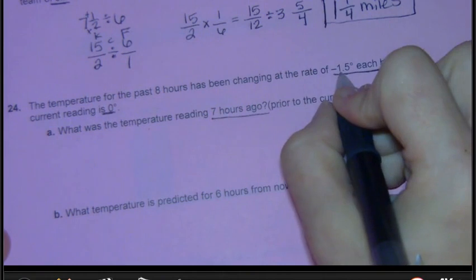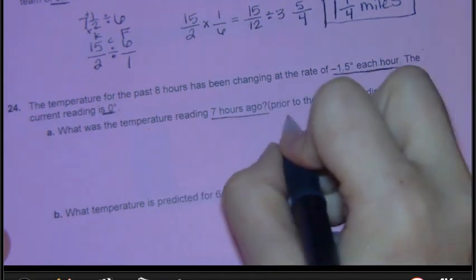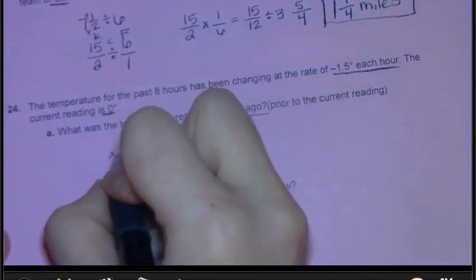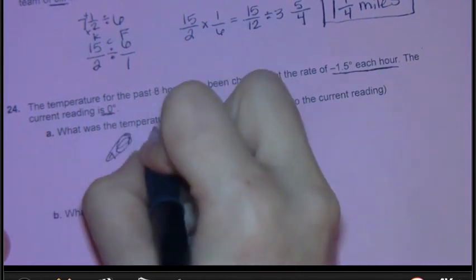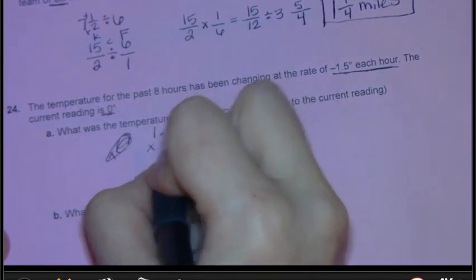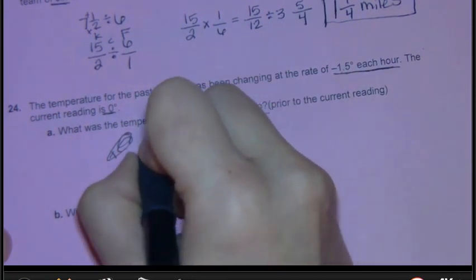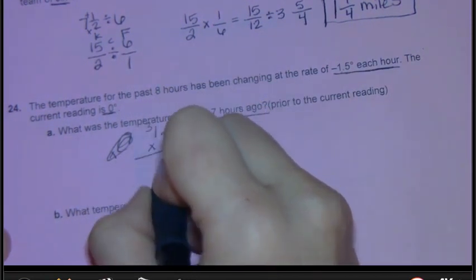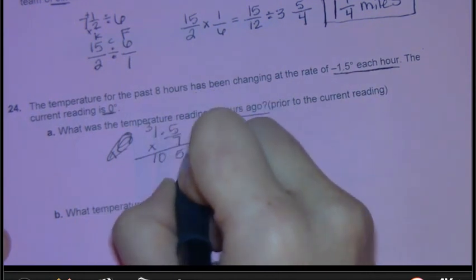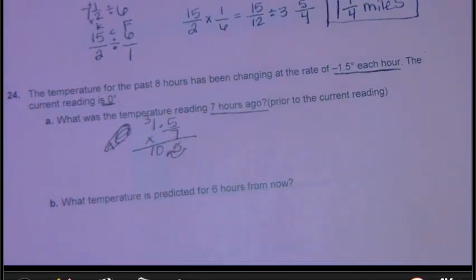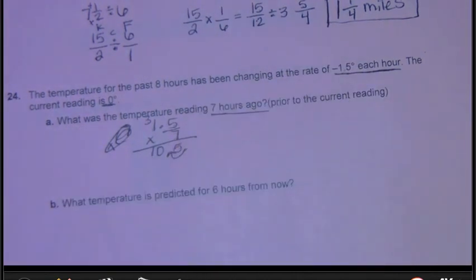Well, first off, if I'm changing 1.5 each hour, I want to know how much did I change in 7 hours? Let's set this up this way. Okay, so 7 times 5 is 35. 7 times 1 is 7, plus 3 more is 10. I have a 1 place value. So I have this, which is 10.5.